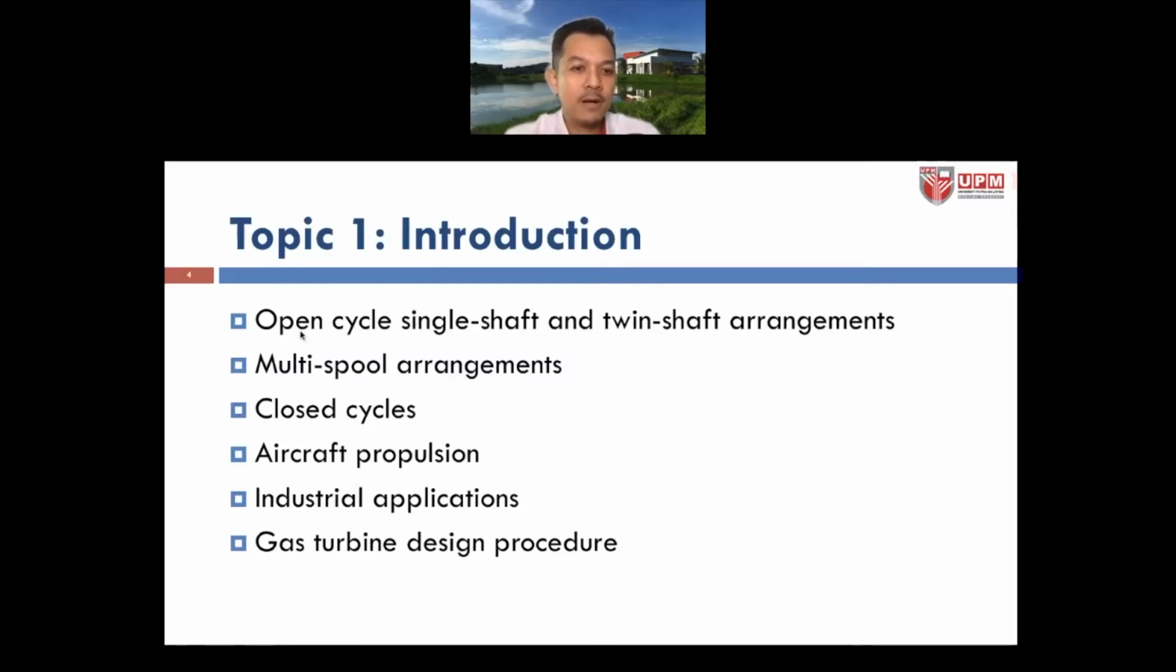We will also look at multi-spool arrangements and closed cycles, because you have open cycle and then we have closed cycle. We want to see the variety of the different types of cycle for air breathing engine. And then we focus on aircraft propulsion. Of course, there are industrial applications as well. Air breathing engines are not just used for aircraft, they are also used for power generation. And finally, we will also look at the gas turbine design procedure.